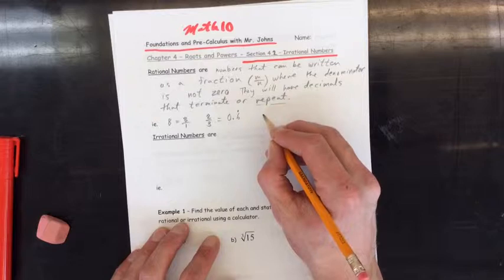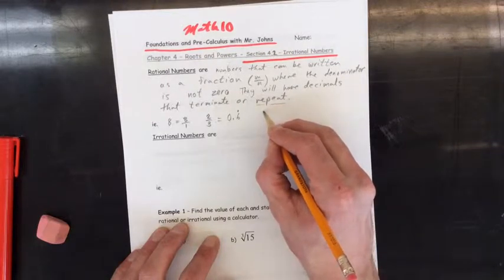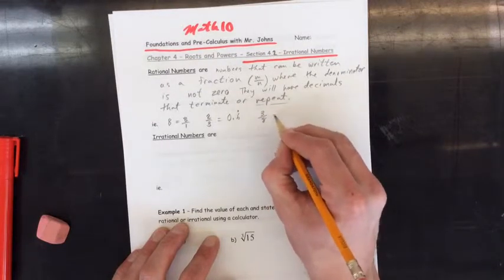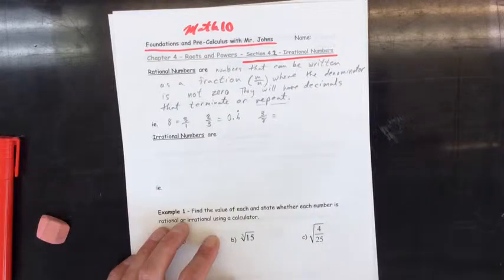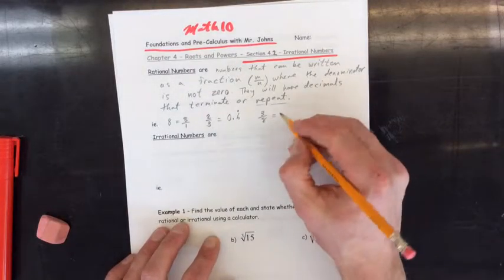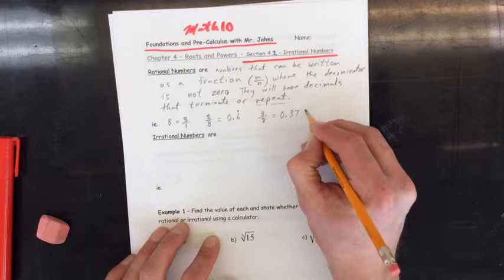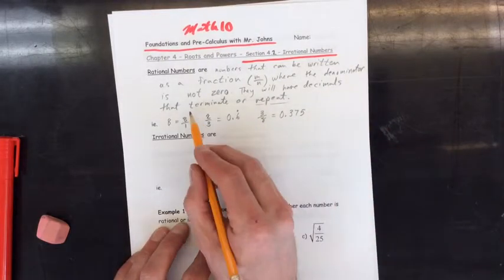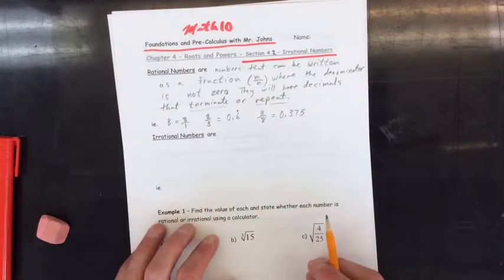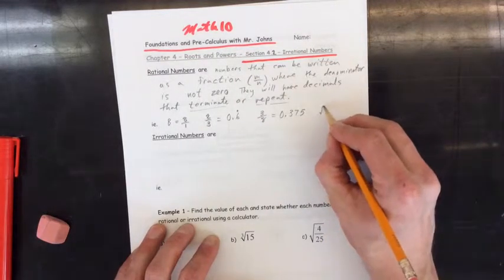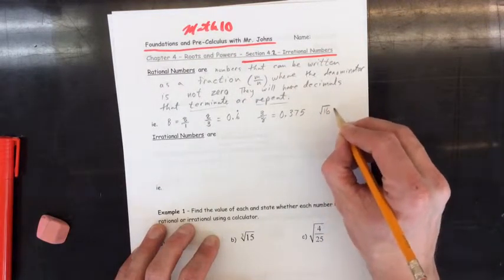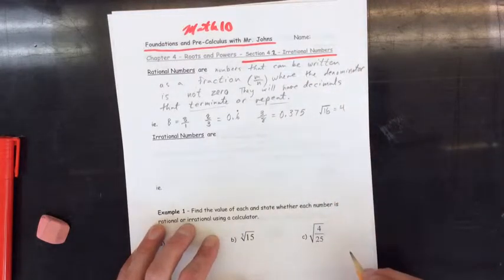Another example would be like 3/8. And 3 over 8 would be 0.375. So the number terminates or stops. If I think of the square root of 16, that's equal to 4, and it's also a rational number.